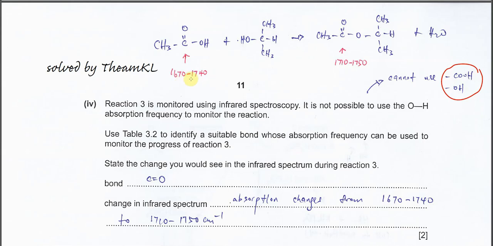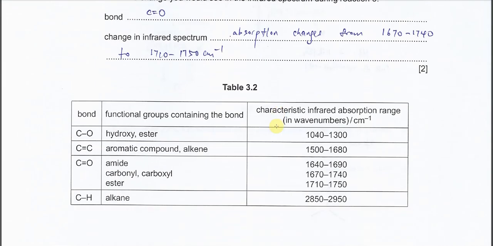So we are not going to consider the OH here. What we need to look at is the change in this carboxyl group. Carboxyl means the COOH, and after reaction this carboxyl forms an ester. So it will change from this to these numbers. So just refer to the table.